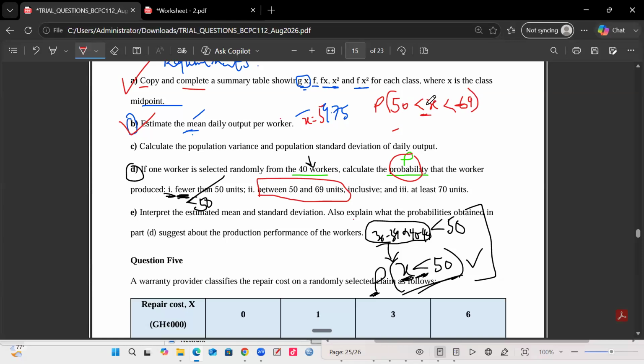So 50 is less than X. If you are reading it from the left, it will be probability into bracket 50 is less than X, and X is less than 69. If you are reading it from the right, we will say 69 is greater than X, and X is greater than 50. Do you get it?